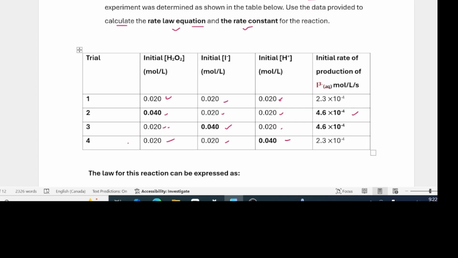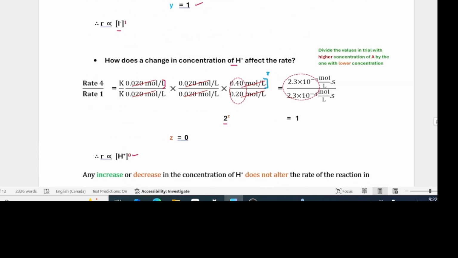We should take all the values of trial 4 and divide them by the values of trial 1 to see how a change in concentration of hydrogen ions affected the rate of the reaction. So doing that, we have these expressions that will cancel out. But of course, all of these here are expressed to the exponent z. Doing the math there, 2 to the z exponent is equal to 1.